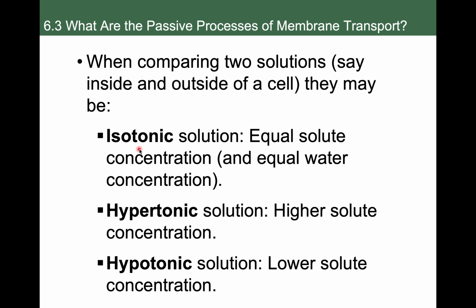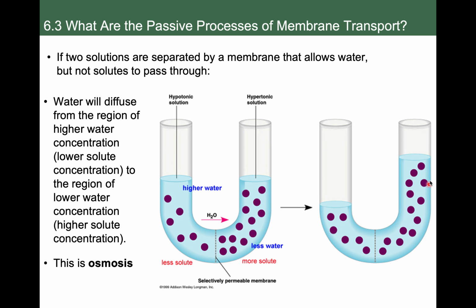And isotonic would mean you have equal solute concentrations and also equal water concentrations on both sides of the membrane, right? So if I'm going to go back to my image here, in this image on the right, we have isotonic solutions here. We have the same concentration of salt on both sides of the membrane, same concentration of water.